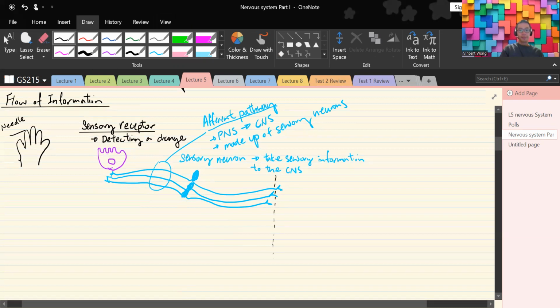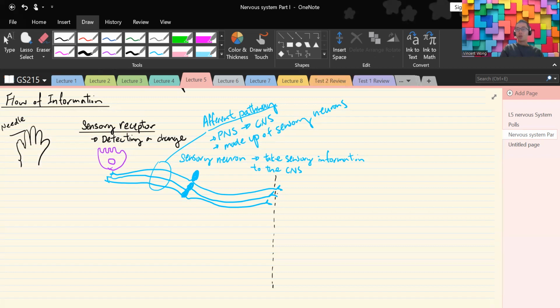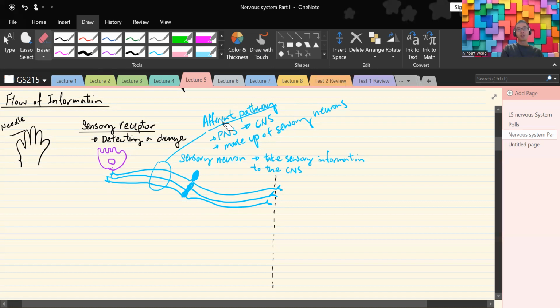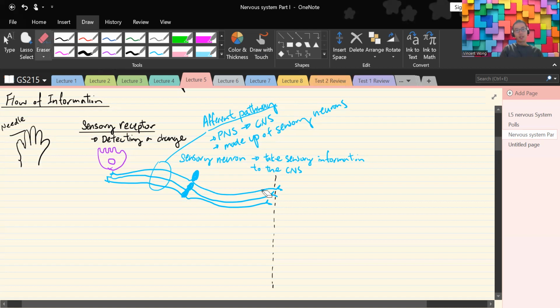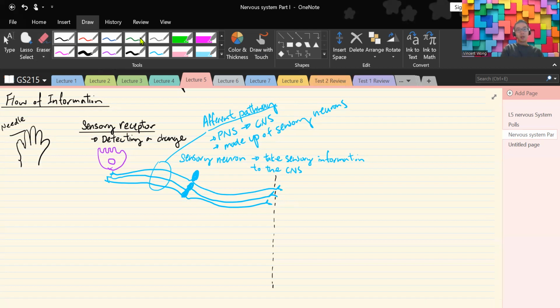Professor, the afferent pathway, is it like capillaries and arteries, like blood tracks connecting brain to the body? No. This has nothing to do with the vessels. This is completely just talking about the nervous tissue. So it has nothing to do with the arteries and stuff like that. Thank you.